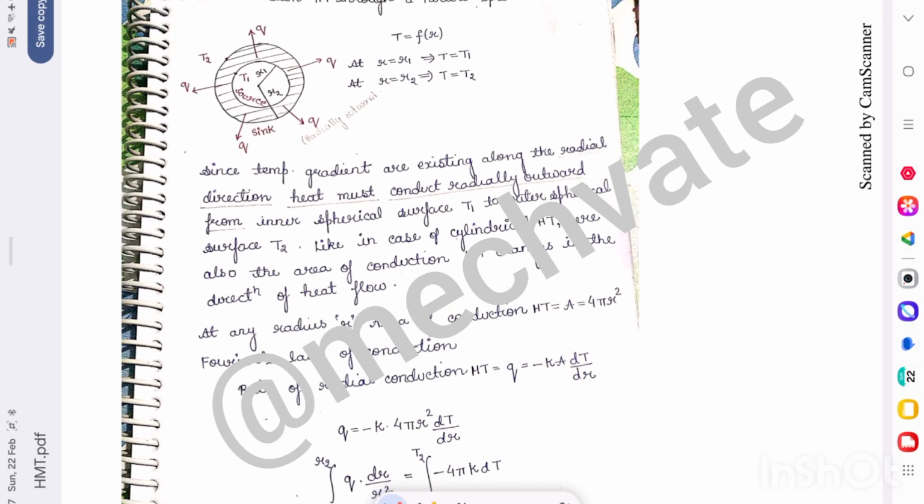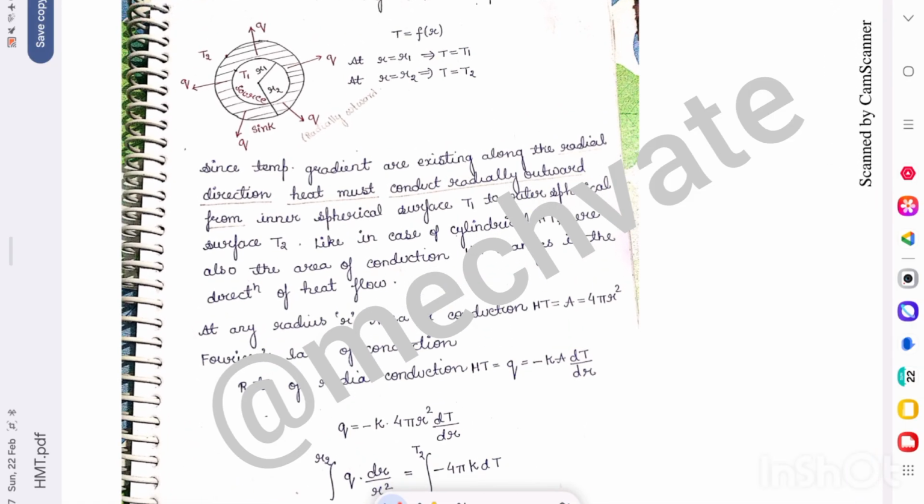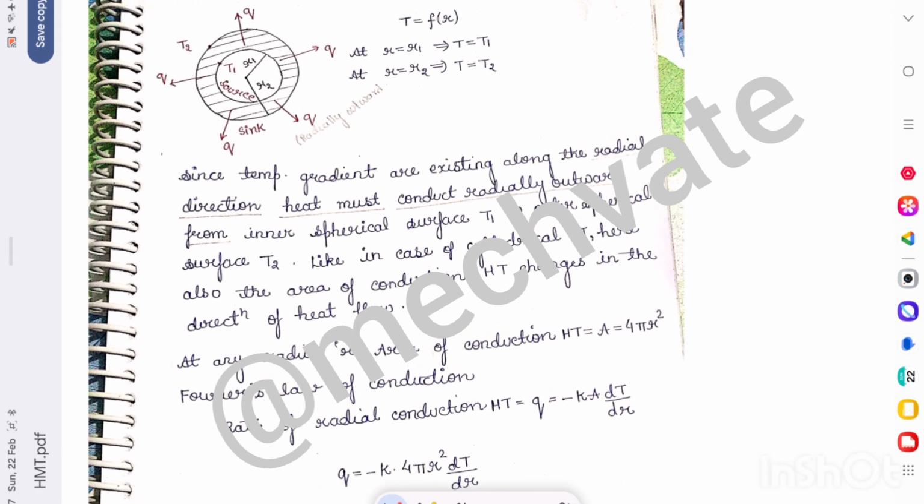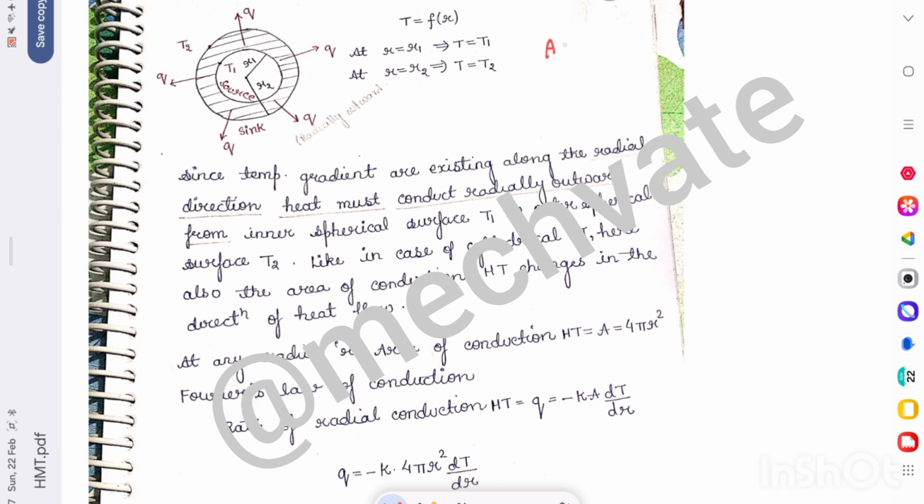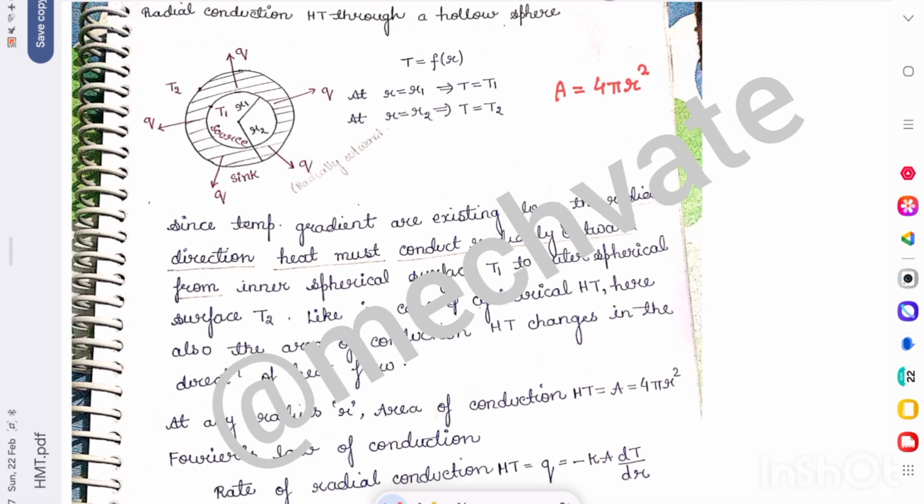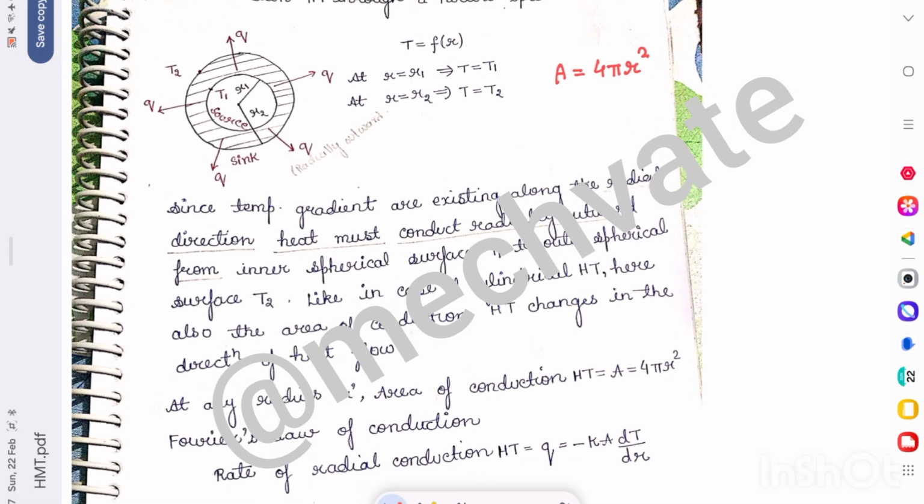Then radial conduction heat transfer through a hollow sphere. For a hollow sphere there is a difference in area. The area of a sphere is 4 pi r square.